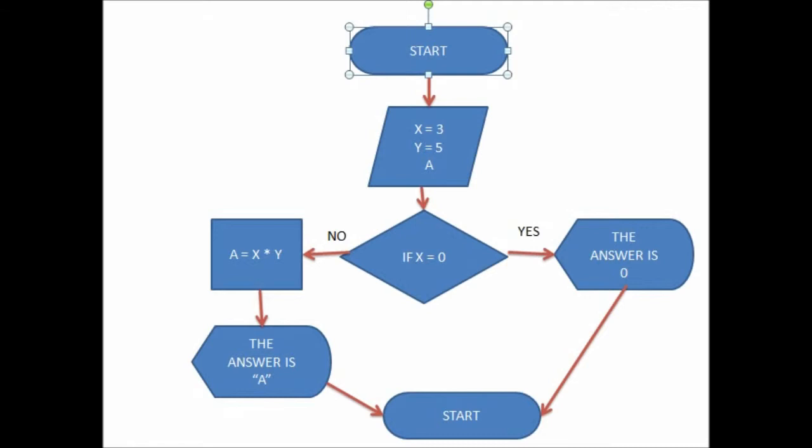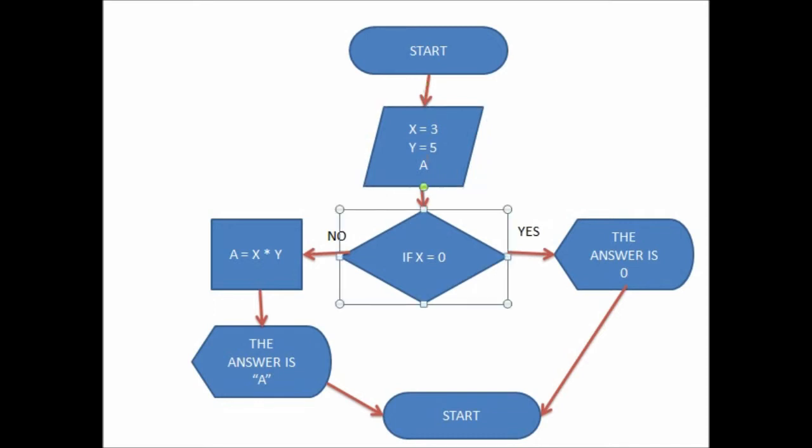We have the ellipse that is going to mean the start of our algorithm. Then we have the parallelogram where we input data. We have three variables: x that has a value of 3, y that has a value of 5, and the variable a. Well, we have the values. Then the algorithm makes a condition.